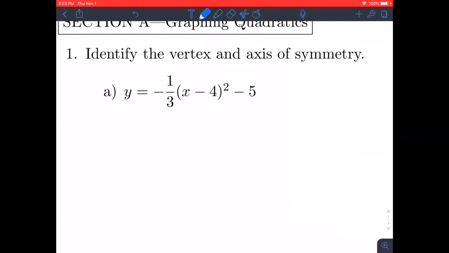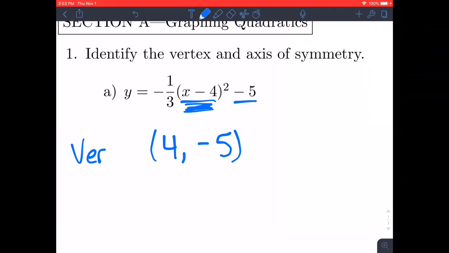So remember, with vertex form, these two pieces here give us our left and right shift. That x minus 4 shifts us to the right 4, and the minus 5 pulls us down 5. Remember that the one inside with the x is opposite of what we see. So our vertex, easy to find, is at 4, negative 5.